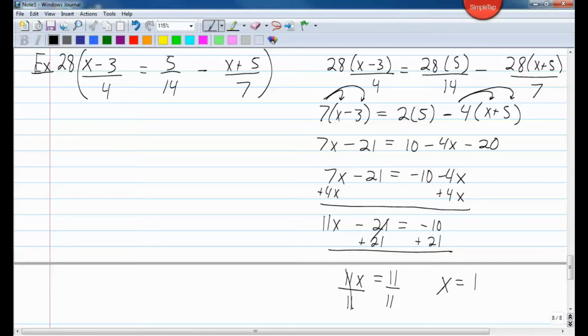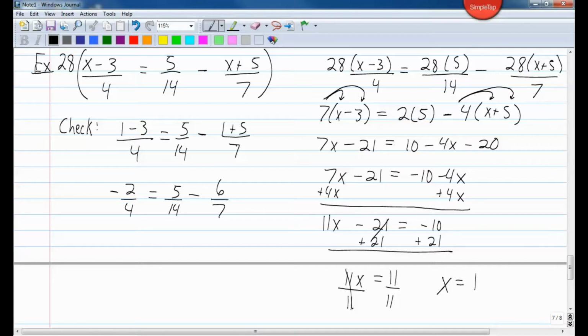Alright. I'm going to check this one just to show you. It doesn't matter if you have fractions, you can still check the problem. So I'm going to plug a positive 1 in up here. I'm not going to have this 28 on the outside. I'm just going to plug it in for every x in my equation. So 1 minus 3 over 4 equals 5 over 14 minus 1 plus 5 over 7. So that's going to be negative 2 over 4 equals 5 over 14 minus 6 over 7. So you can see that this fraction will reduce to negative 1/2. So I have negative 1/2 equals 5 over 14 minus 6 over 7.